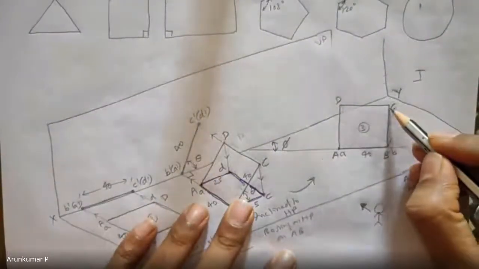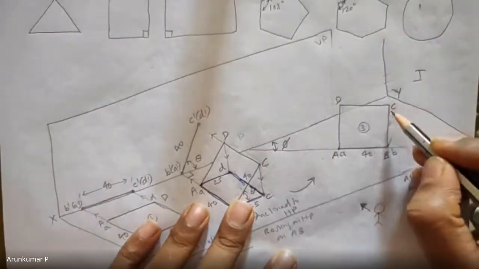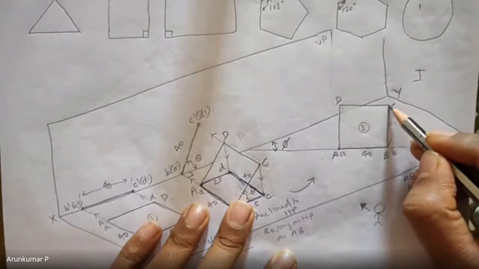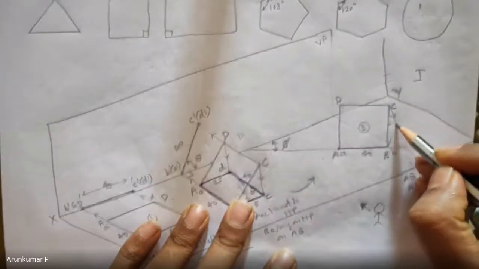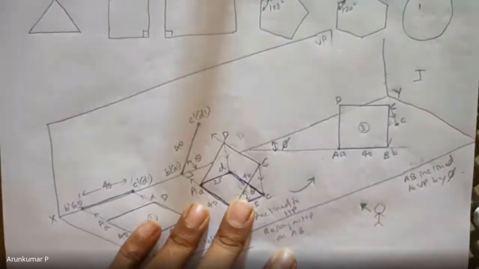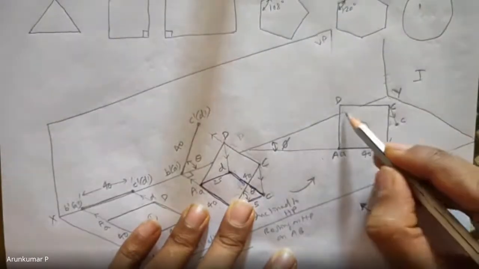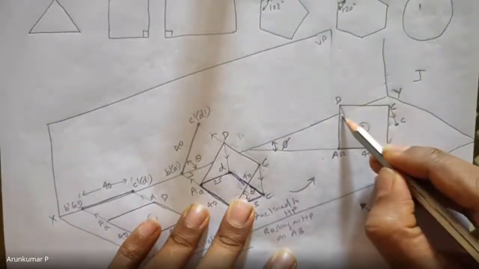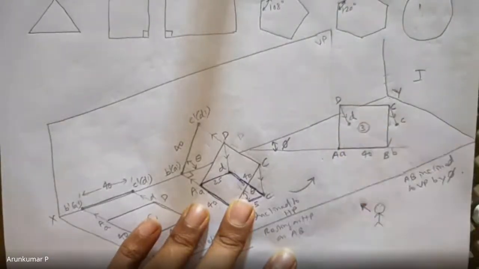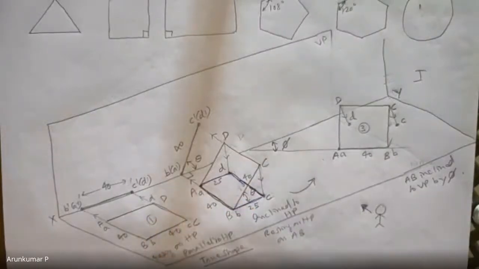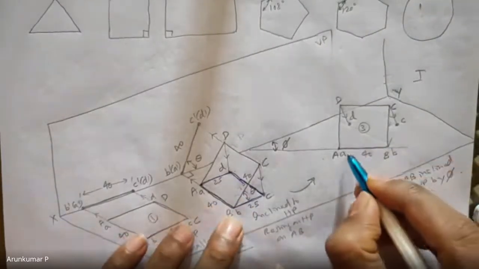So C I am going to project because C and D are above HP. So I am going to project like this. So it may come and intersect here. This is the top view of C. And I'll project D. This may be the top view of D, small d. I'll join all these 4 points and get the top view in the case number 3.